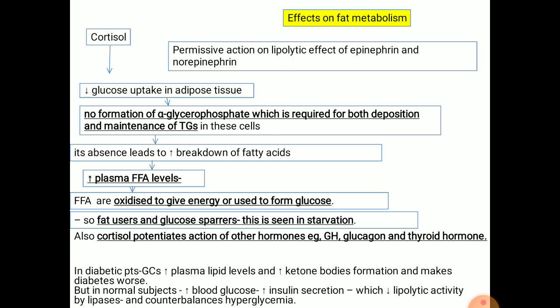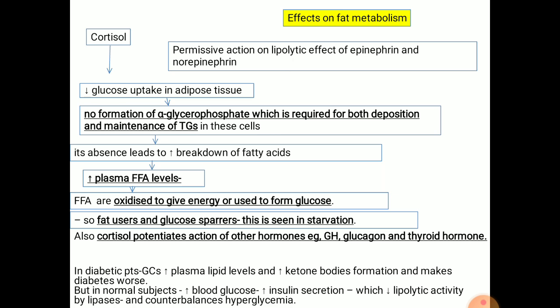Now mainly this cortisol acts as a fat user and glucose sparer, and this is seen in case of starvation. So first the fat is used, and then glucose is used. Also the cortisol potentiates the action of the other hormones, meaning it has a permissive action along with the epinephrine and norepinephrine. Other hormones having a permissive action with the cortisol are growth hormone, glucagon and thyroid hormone.